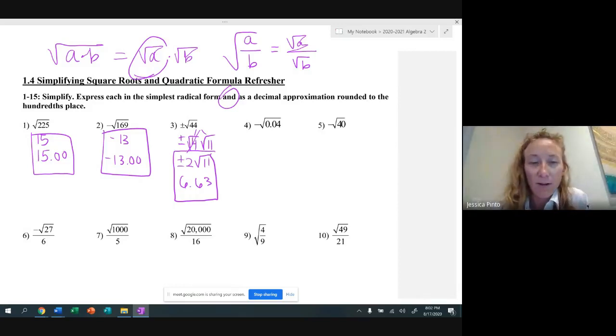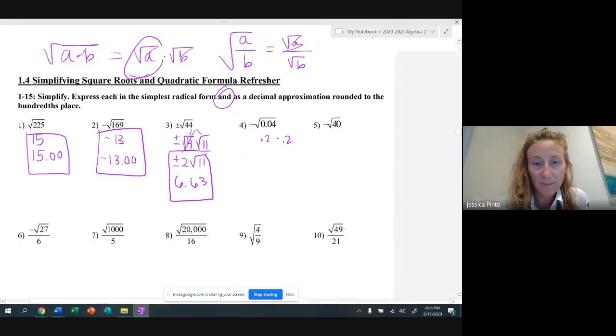All right, number 4. Number 4, okay, that's 0.04. And that's 2 decimal places. So I think that this is 0.2 times 0.2. Where am I going to check that? In my calculator. I'm just more comfortable with this kind of calculator though. And I get 0.04. So then, yep, that's the answer.